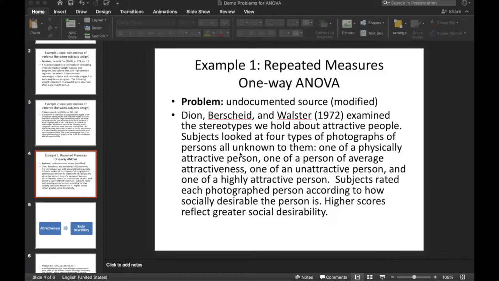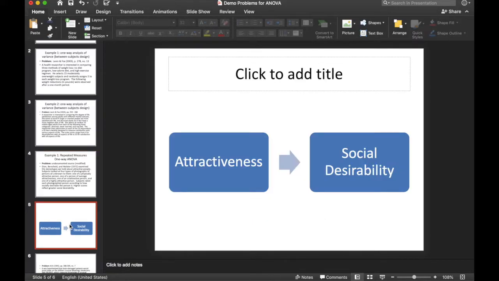So in this case, the independent variable is the level of attractiveness, and there are four levels to attractiveness, beginning with unattractive, average attractiveness, attractive, and highly attractive. So what happens is that we have a sample, and each member of the sample is shown four photographs. The variation in those photographs is the variation of our independent variable, and there are four categories or four levels of attractiveness, and then each member of the sample is asked to rate the social desirability of each person in the photograph.